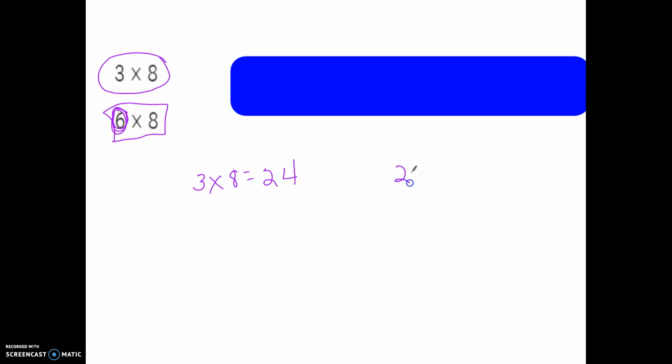So I'm going to take, sorry, 24, and I'm going to add it again. I'm going to double that. That's 8. 2 plus 2 is 4, so that's 48. So 3 times 8 is 24. I'm going to double that because I want 6 times 8. 6 times 8 is 48. These are just examples of how we can use smaller facts to solve larger facts.